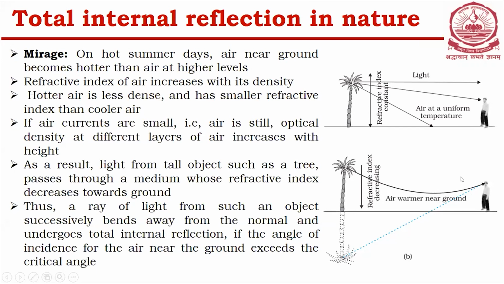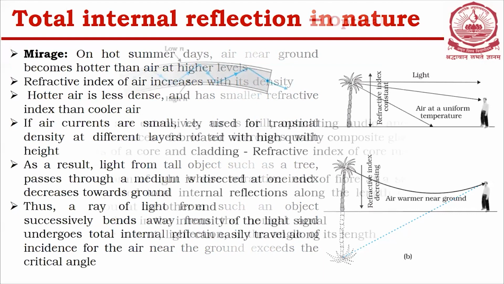This is actually due to total internal reflection and the variation of refractive index due to the temperature of the layers of the air. Okay, this is your mirage. And the next one is fiber.